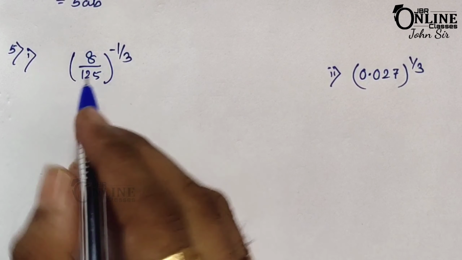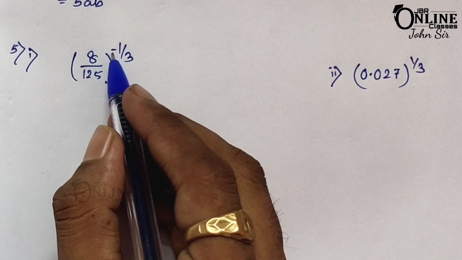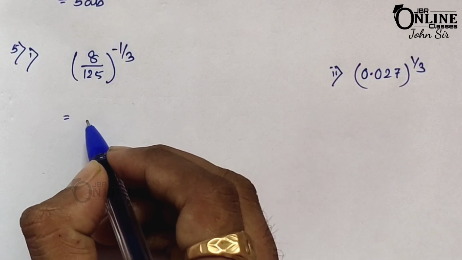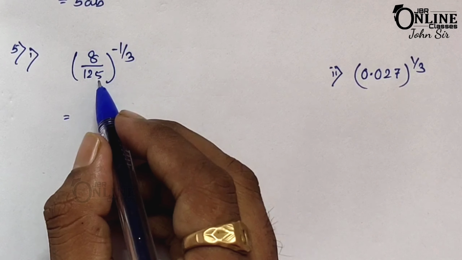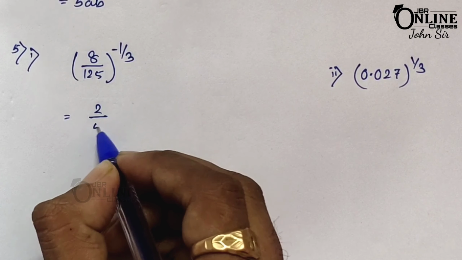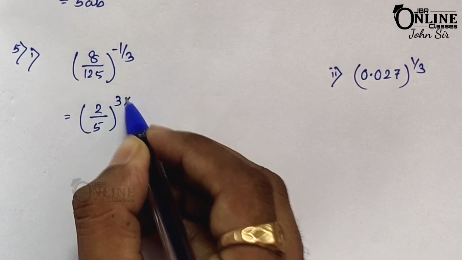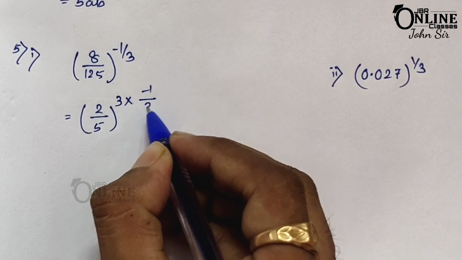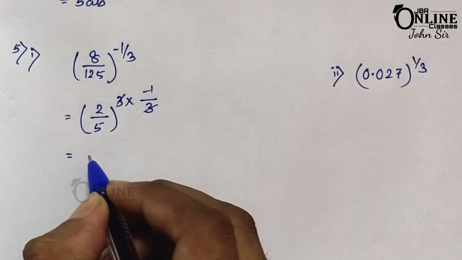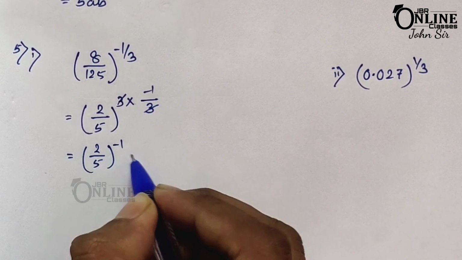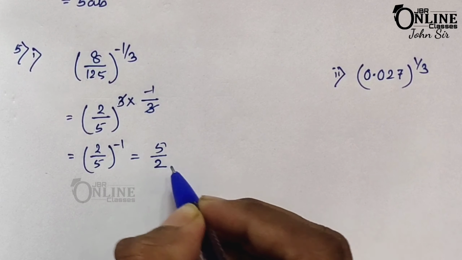Next, sum number 5, 1. 8 by 125 whole to the power minus 1 by 3. Now 8 means 2 to the power 3, 125 means 5 to the power 3. So you can write 2 by 5 whole to the power 3 into, as here the power is minus 1 by 3. So it will be 2 by 5 whole to the power minus 1. So that equals 5 by 2.